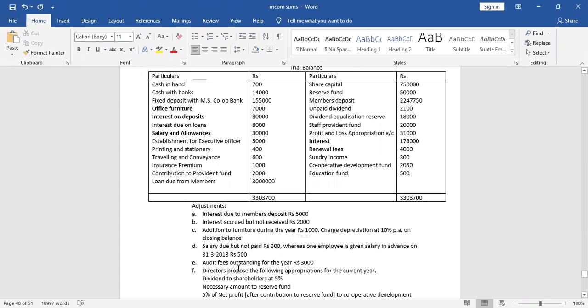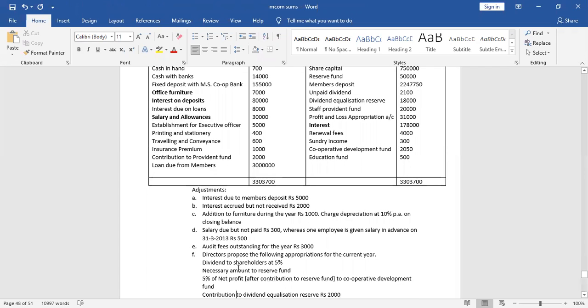Then we have directors propose the following appropriation for the current year. The appropriation may dividend is to shareholder 5%. So this we will calculate from the share capital.